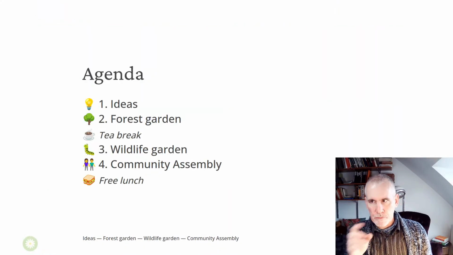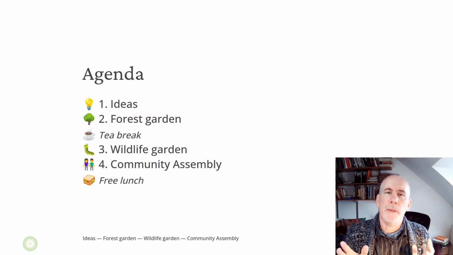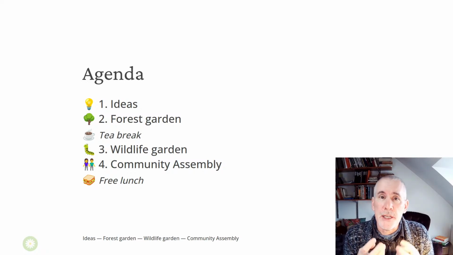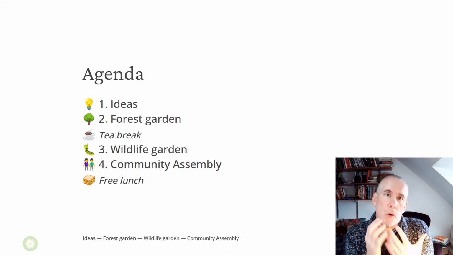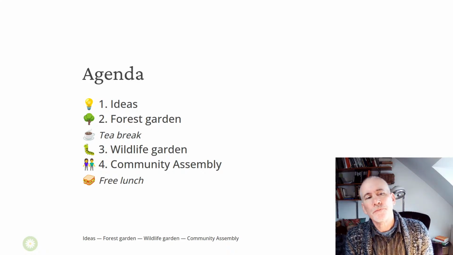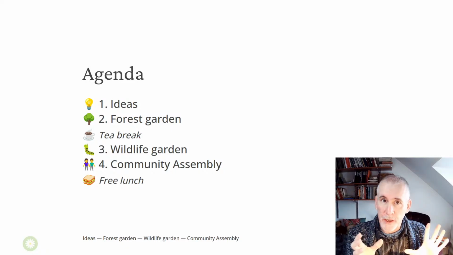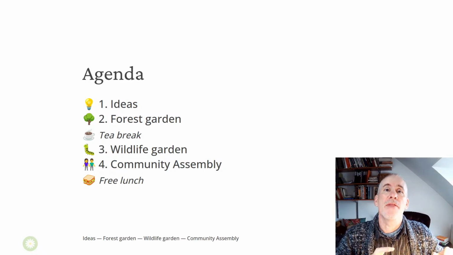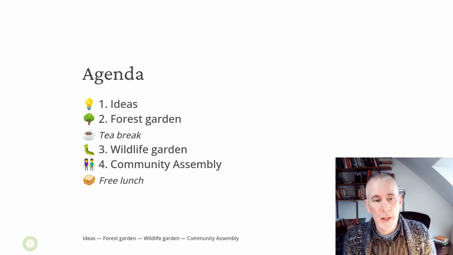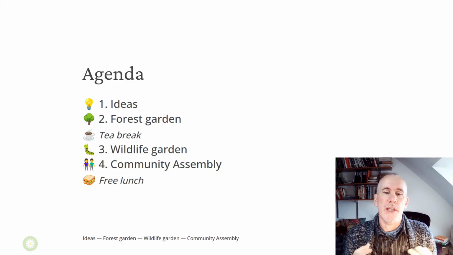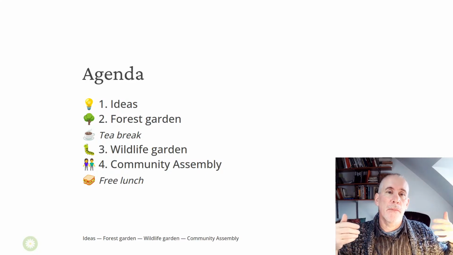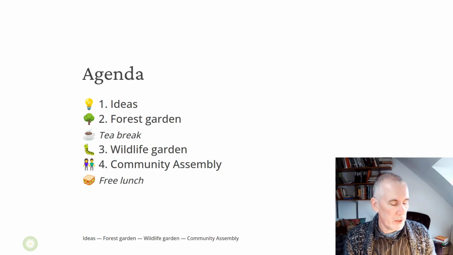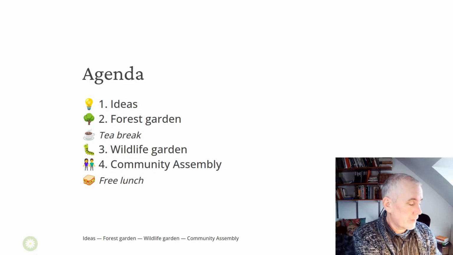There we go. So the agenda is divided up into four. The first thing is the ideas behind the Hope Garden. The second part is forest garden. What is a forest garden? Then it's looking at the wildlife garden aspect, and then looking at community assembly. And a community assembly is a way of organising a decision-making process. So it's kind of open access, non-hierarchical decision-making process. That's actually quite good. I'll write that down.